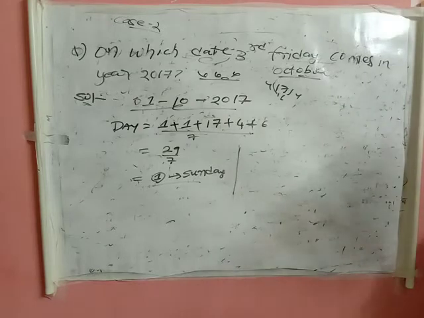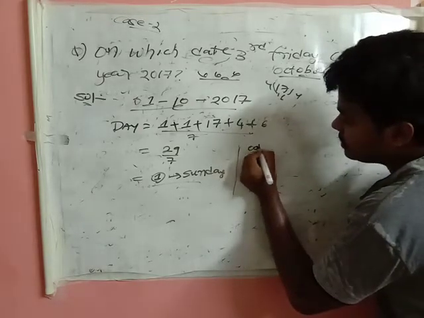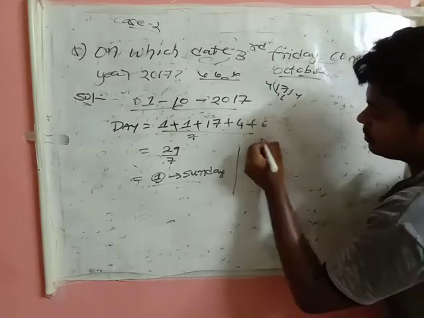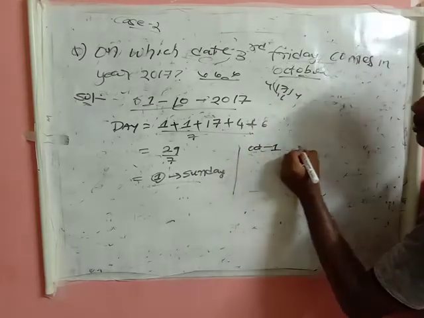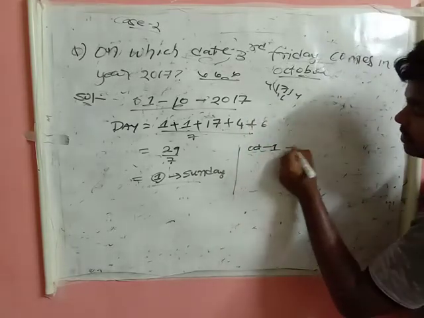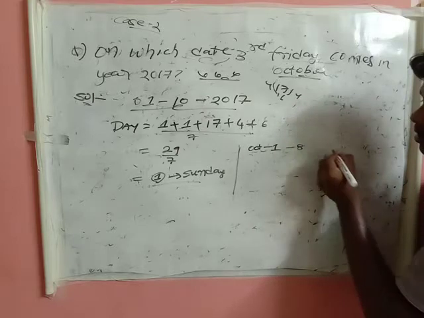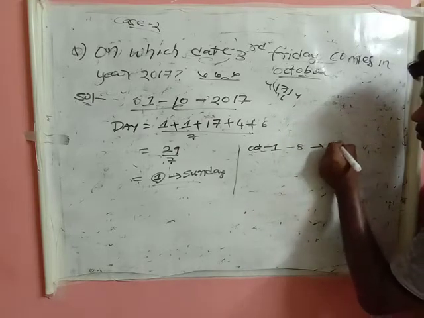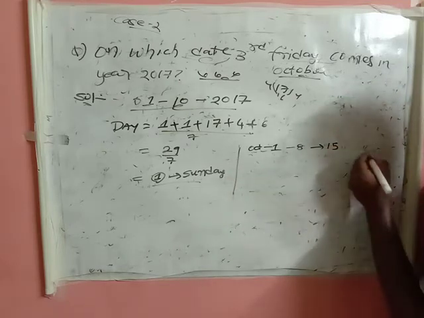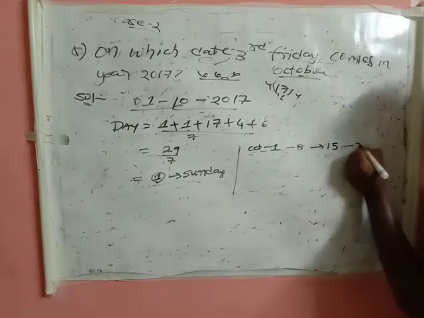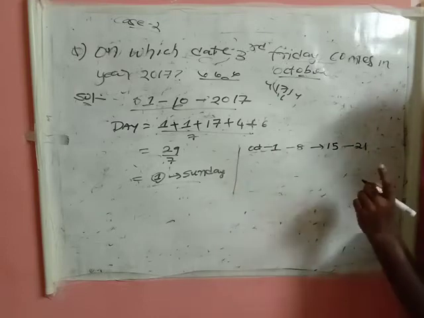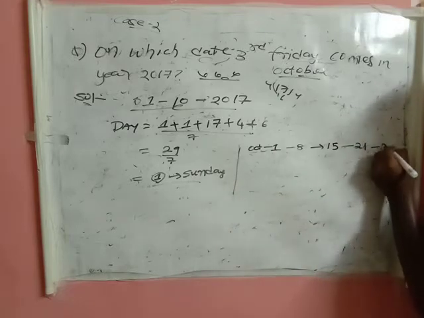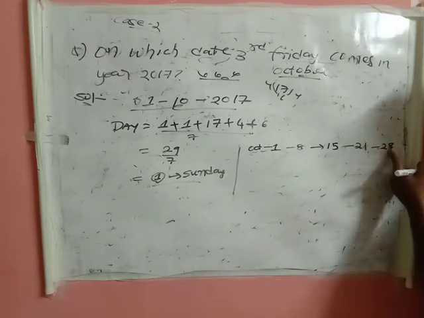What I'm going to tell you is that October 1st is Sunday. If 1st is Sunday, after 7 days, again Sunday will come. Right or not? After 7 days, 8 plus 7, which is nothing but 15. On date 15, again Sunday will occur. Next, 15 plus 7, 21. Again on 21, I'll be getting my Sunday. So 21 plus 7, 28. So again on October 28, I'll be getting my Sunday.